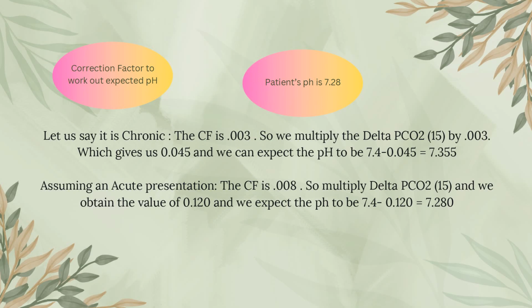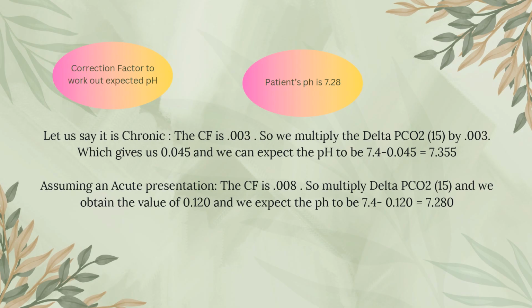So to find out whether it's an acute or a chronic respiratory acidosis, we use the delta PCO2 and we use the correction factor for acute and a different correction factor for chronic respiratory acidosis. Making use of those factors, we could identify what the pH would be if it was a pure acute respiratory acidosis and what the pH would be if it was a chronic respiratory acidosis. And if the patient's pH fits either one, then we would say that is what the patient does have.